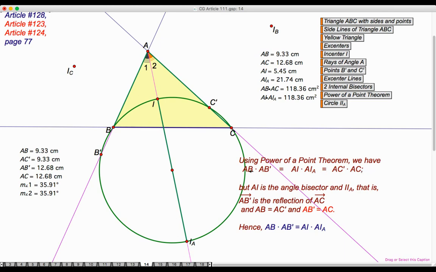Hence, in this particular equality, I will replace AB prime by AC. AB prime equals AC. And hence, we have the theorem itself, which says that the product of AB times AC is equal to AI times AI sub A. That's very cool.